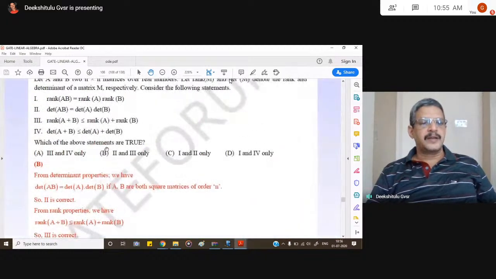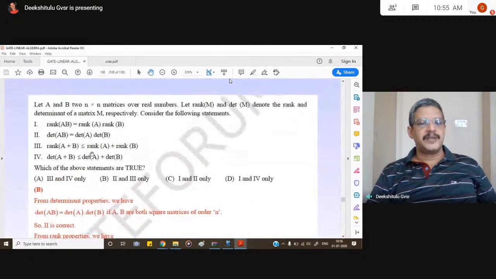So is there any other correct answer? Let us see. Rank of A plus B is less than or equal to rank of A plus rank of B. Because addition is there, you can have some relation. Why this is not true is A and B may be non-zero matrices, but their product may be zero. So this is absolutely not correct. Whereas 2 is right, 3 is right.